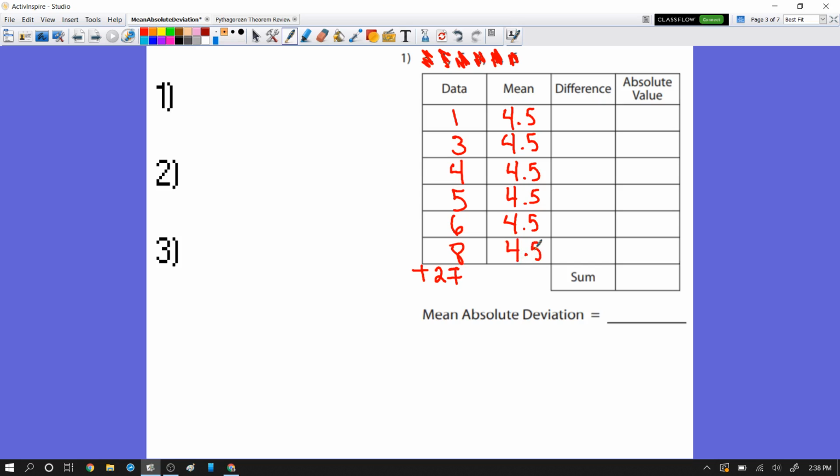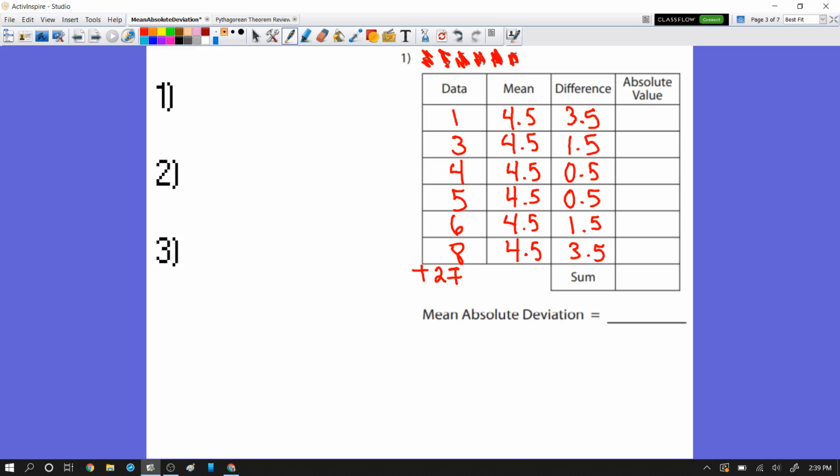So to find the difference between them, 4.5 minus 1 would be, the difference would be 3.5. 4.5 and 3 distance is 1.5. 4.5 and 4 is 0.5. 4.5 and 5 is 0.5. So you can see the 4 and 5, they still have the same difference. That's where the absolute part comes in, the distance from the mean, not necessarily positive or negative. 6 and 4.5 should be 1.5, and 8 and 4.5 should be 3.5.